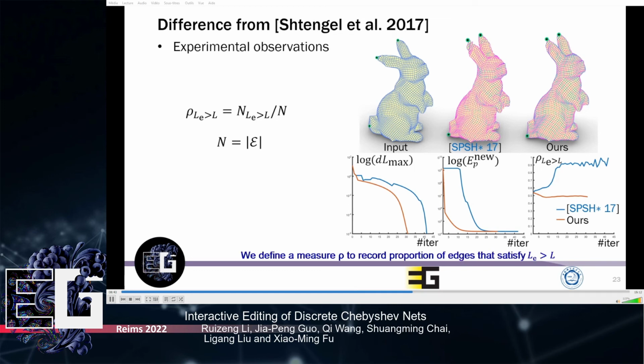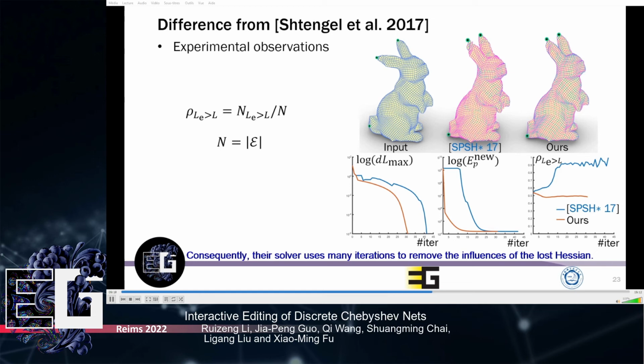Here are experimental observations. We define a measure to record the proportion of edges that satisfy L_E greater than L, and we color those edges pink. As shown in the bottom right figure, their solver tries to make L_E greater than L for all edges. When that is satisfied for most edges, the energy and the L_maximum drop suddenly. We conjecture the reason is when L_E is smaller than L, it uses the Hessian of G_E, which is 0.